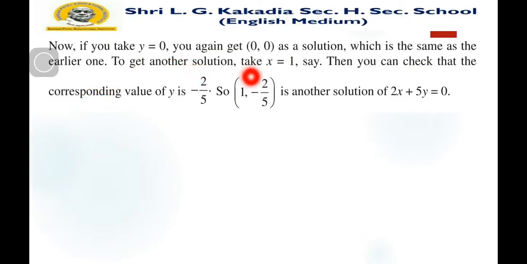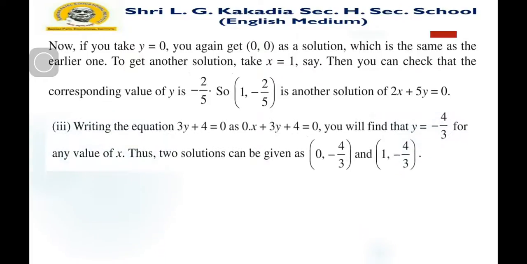To get another solution, take x equal to 1, say, then you can check that the corresponding value of y is minus 2 by 5. So (1, -2/5) is another solution of 2x plus 5y is equal to 0. In this way, you can also find other solutions of the given linear equation by putting values of x and y alternatively. Now for equation number 3, the equation is 3y plus 4 is equal to 0.